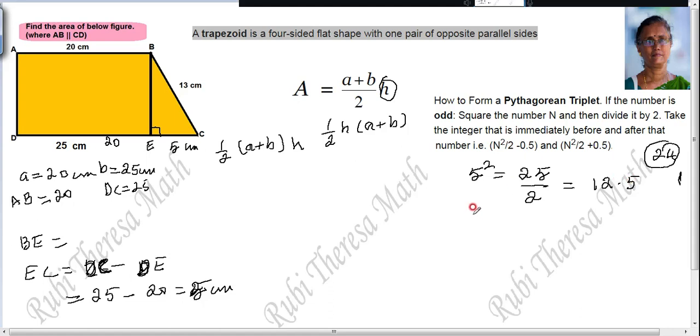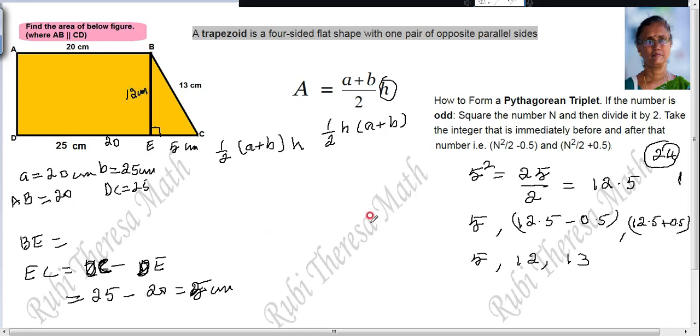But what they have said? 5, comma, 12.5 minus 0.5, comma, 12.5 plus 0.5. That means what? 5, comma, 12.5 minus 0.5 is 12, 12.5 plus 0.5 is 13. So, what is the height you are getting here? 12 centimeter. Do you follow?